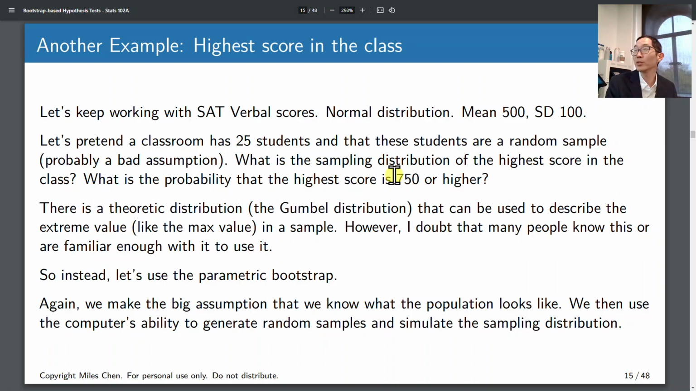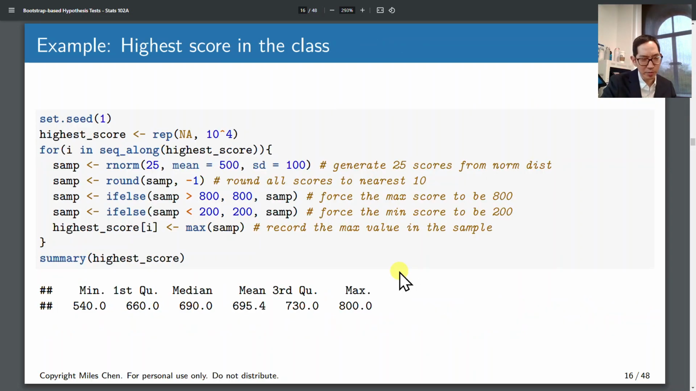So we will just use parametric bootstrap as a workaround. I don't really know the math, but we'll do parametric bootstrap. Our assumption here is that the population follows a normal distribution with mean 500, standard deviation 100. It follows the SAT rules. So this is what I'm going to do. I'm going to create a sampling distribution of 10,000 values. I'm going to do 10,000 random samples of 25. I say rnorm, 25. I want 25 students to represent my classroom of 25.